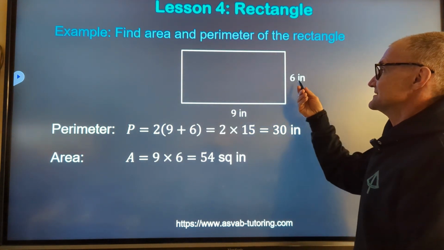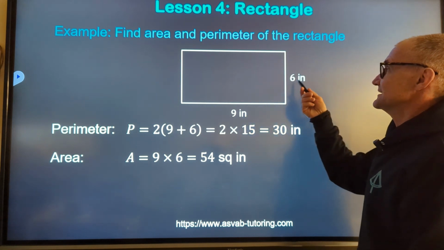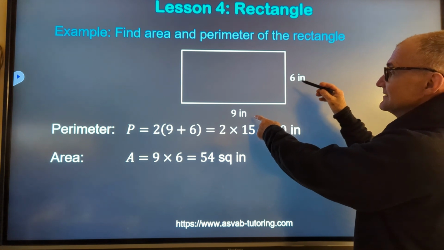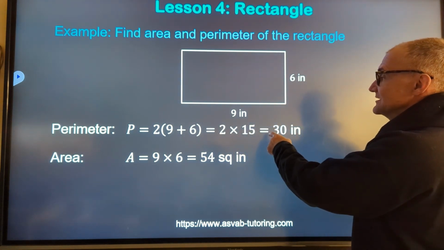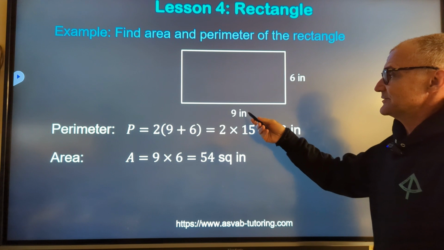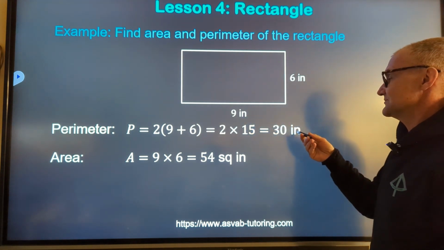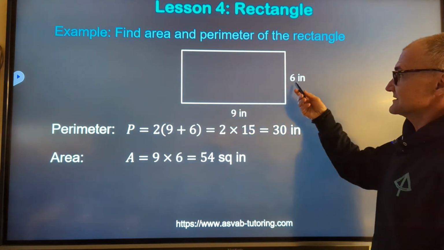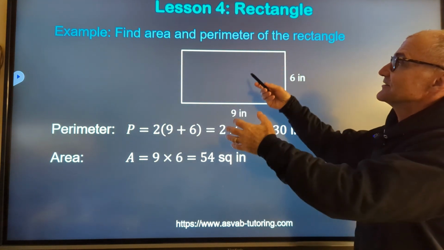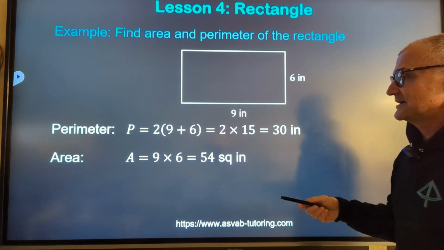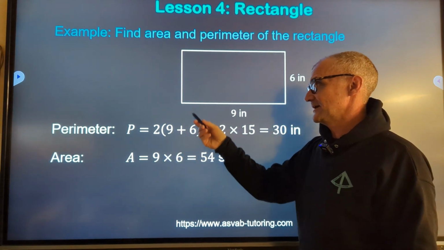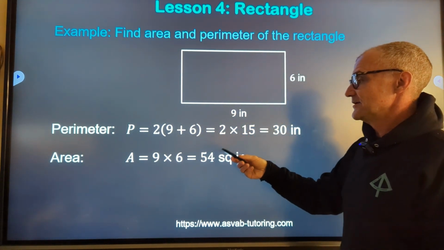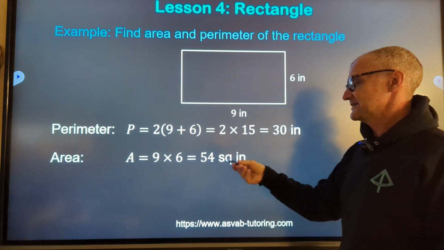If this is 9 and 6, so the length is 9, the width is 6, I could add those two numbers together to get 15. And then multiply that by 2 to get 30. The units here is going to be inches. It's one-dimensional, so it's just inches. If I have 9 inches plus 6 inches, that's 15 inches, plus another 15 inches is the 30 inches. The area, on the other hand, is I'm multiplying 9 inches by 6 inches. That's going to give me 54, but I'm multiplying inch by inch to get square inches.